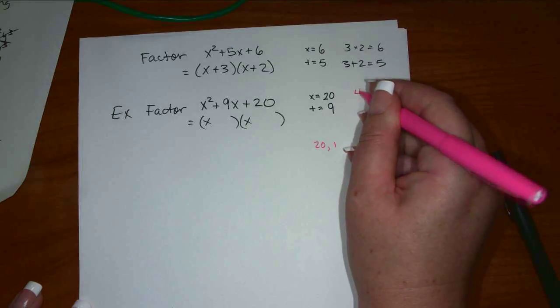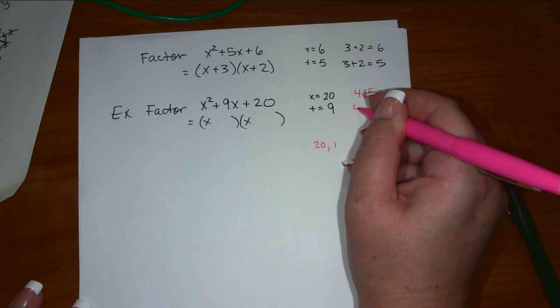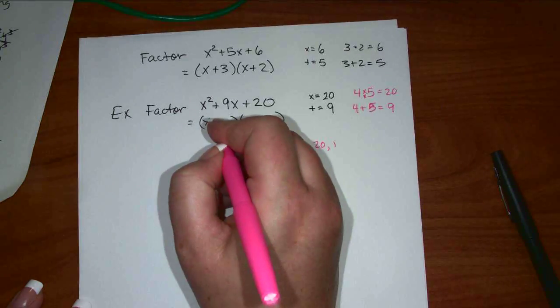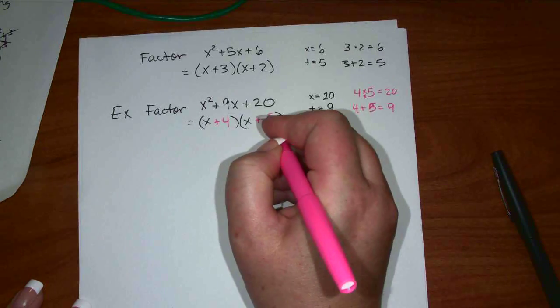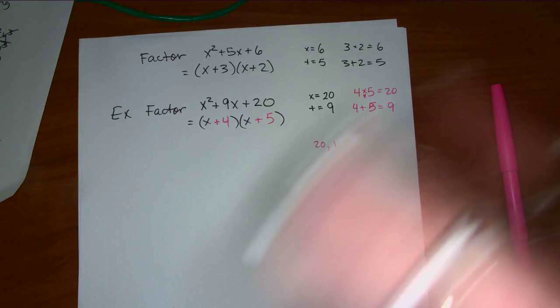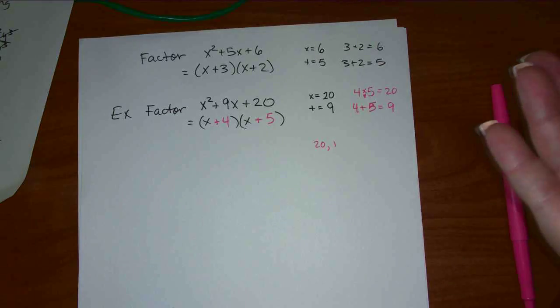What are the answers? 4 and 5. So 4 times 5 is 20, and 4 plus 5 is 9. So you just go over here and you say one of these numbers is 4 and one of them is 5, and that's your answer. And if you wanted to check, you weren't positive, you would just FOIL it out. You would get back to where you started.